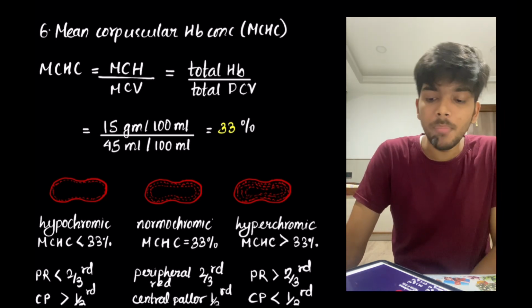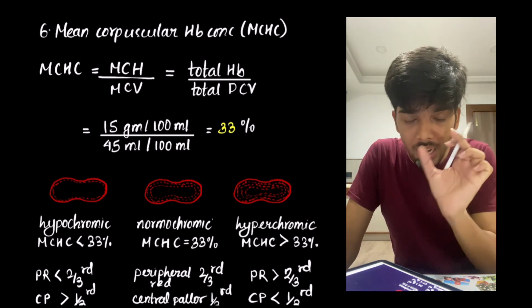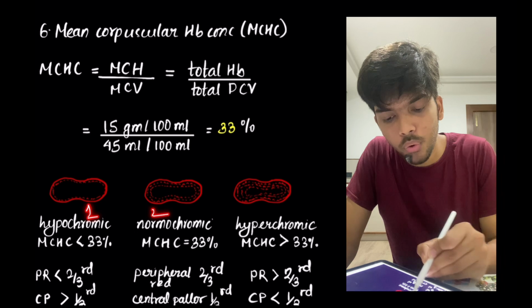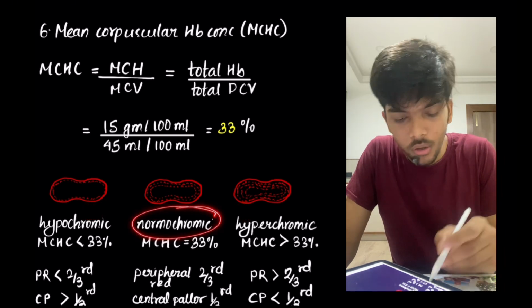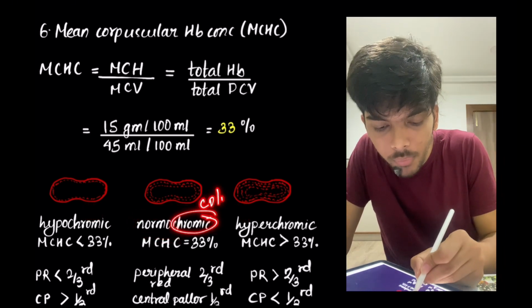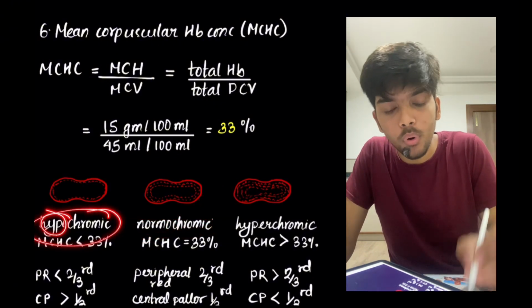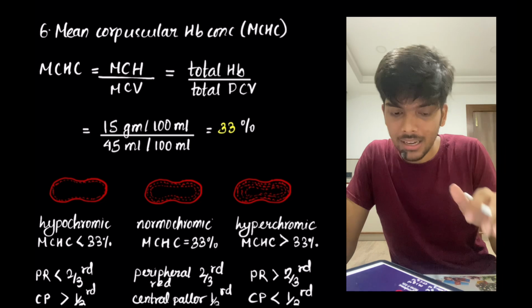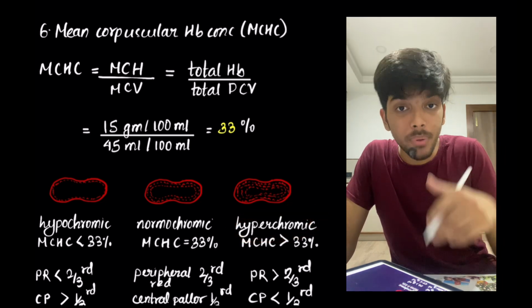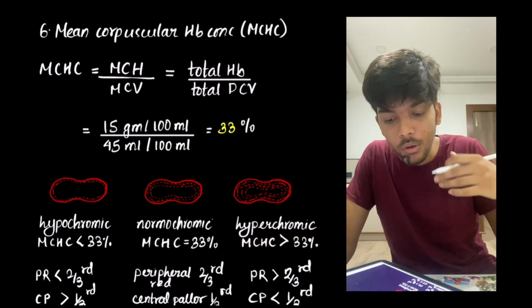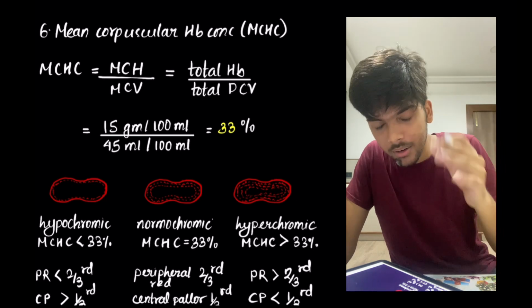Okay, on the basis of hemoglobin concentration of single RBC, there are three types. One, two, three. Normochromic. Chromic refers to color. Remember that color. Normal. Hypochromic, hypo means less, chromic color, so less colored. Hyperchromic, hyper means more, chromic color, so more colored.